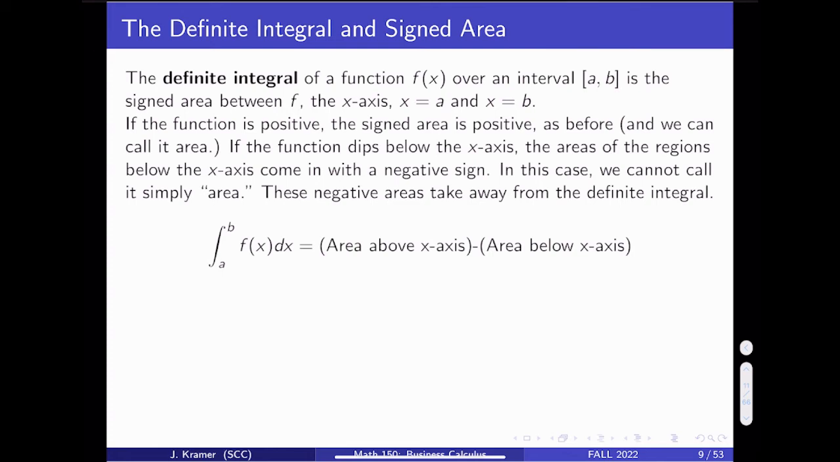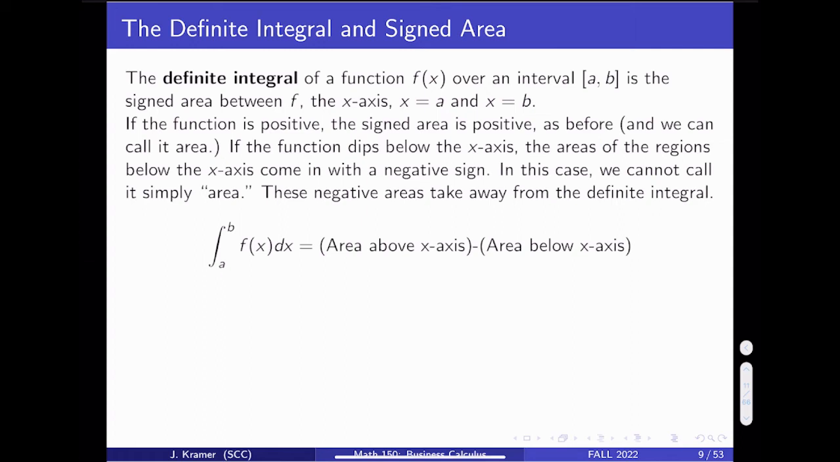Your f of x values are going to be negative, and it's going to try and resemble negative area, but we can't have negative area. So in this case, we cannot call it simply area. These negative areas take away from the definite integral. So the integral from a to b of f of x dx is the area above the x-axis minus the area below the x-axis.